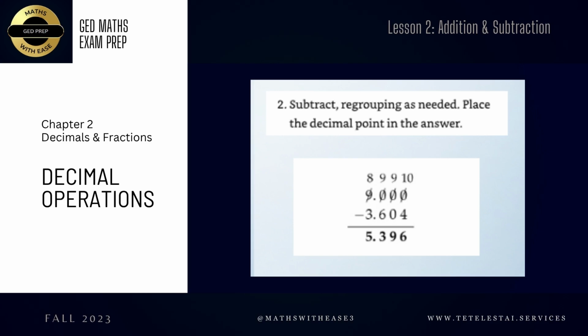10 minus 4 is 6. 9 minus 0 is 9. 9 minus 6 is 3. And 8 minus 3 is 5. So we successfully subtracted 3.604 from the whole number 9, and our answer is 5.396.